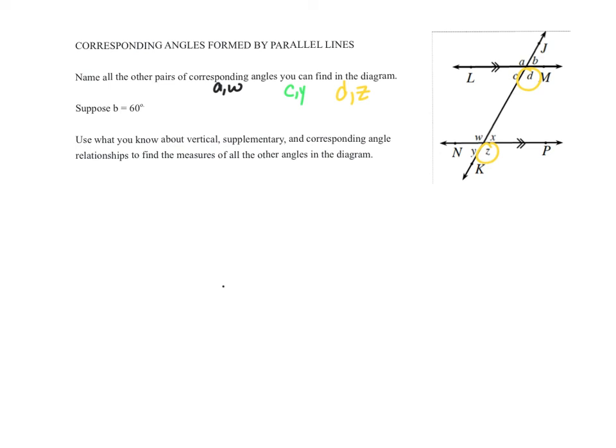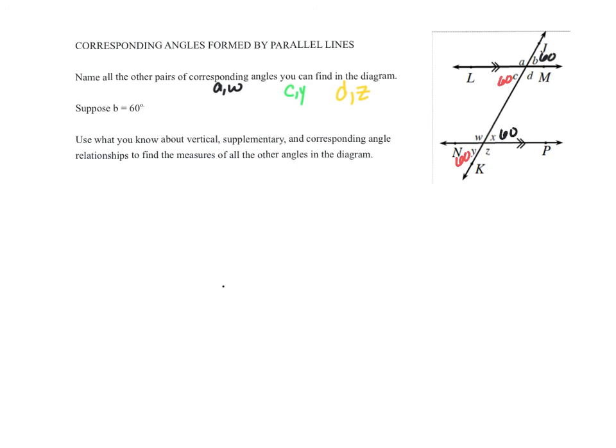Suppose angle B is 60. Use what you know about vertical, supplementary, and corresponding angle relationships to find the measure of all the other angles in the diagram. So looking at this, B and X are corresponding, so I know that X is also 60. But I also know that B and C are vertical, and vertical angles are congruent. I know X and Y are vertical, so that is also the same. And that makes sense because C and Y are corresponding. They should also be equal.